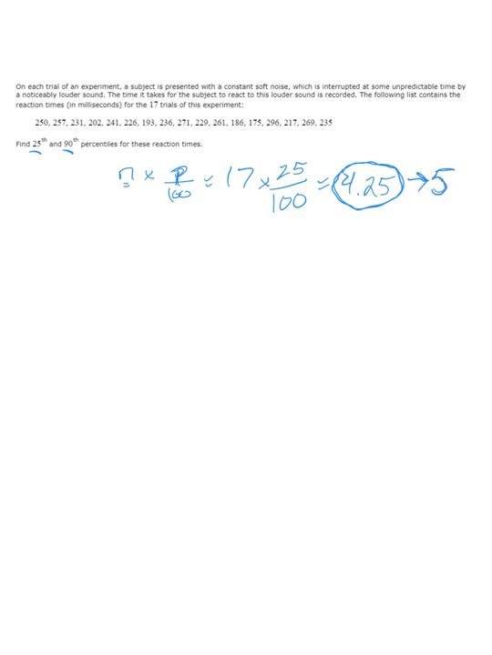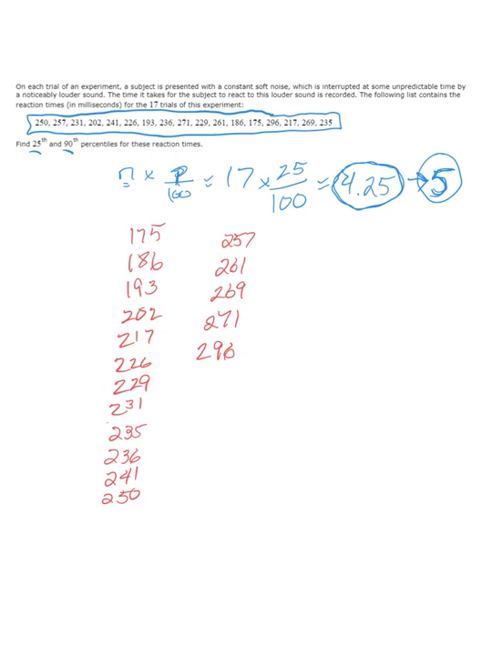Now what I've got to do is put these data points in order, and then I count down to the 5th one, and that will be my 25th percentile. All right, so I've put these data points in order, and as we already calculated, I'm going to go to the 5th one from the smallest, so 1, 2, 3, 4, 5. 217 is going to serve as the 25th percentile for this set of data. It means 25% of the data will be below 217.